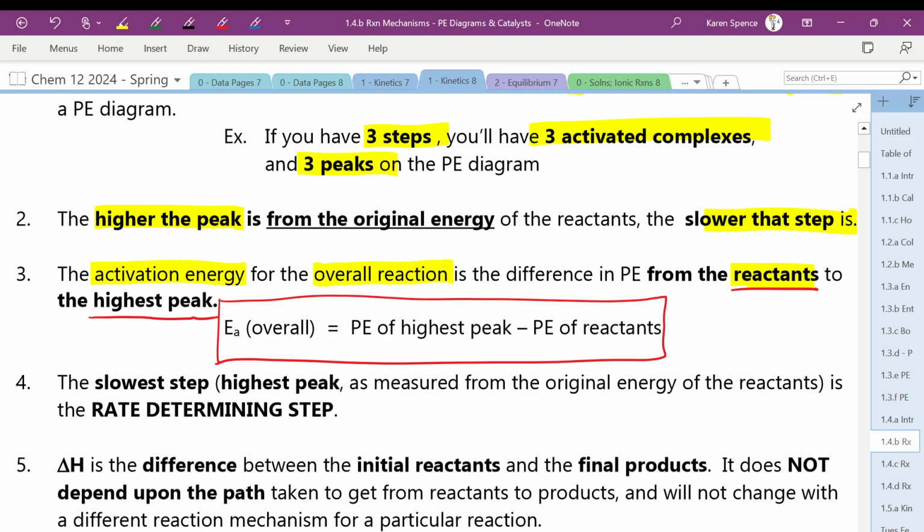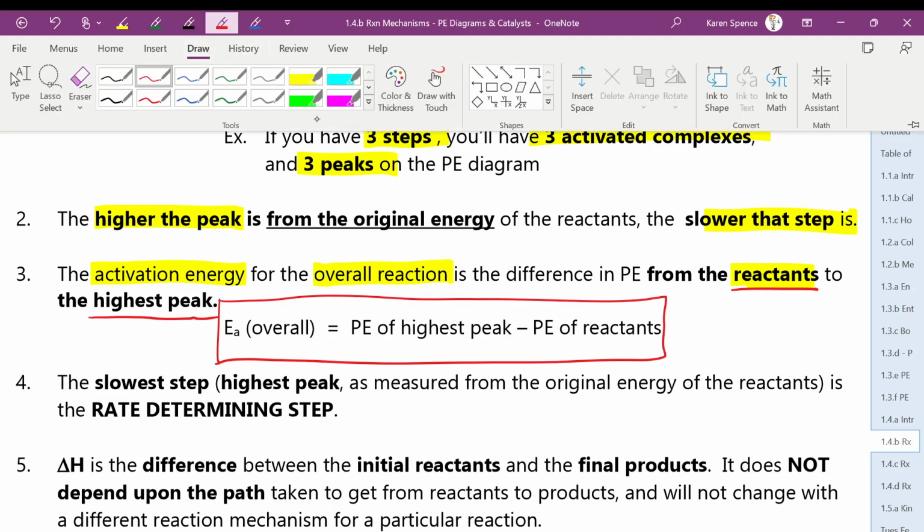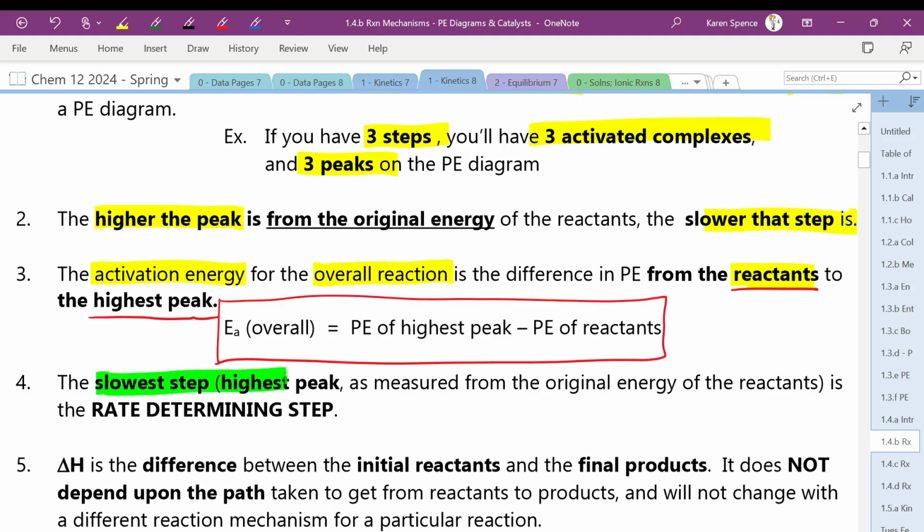The slowest step, which peak is the slowest step? The highest peak. The highest peak is the slowest step. The highest peak is the slowest step, and that is the rate determining step. Hopefully that makes sense, because the slowest step is the rate determining step.